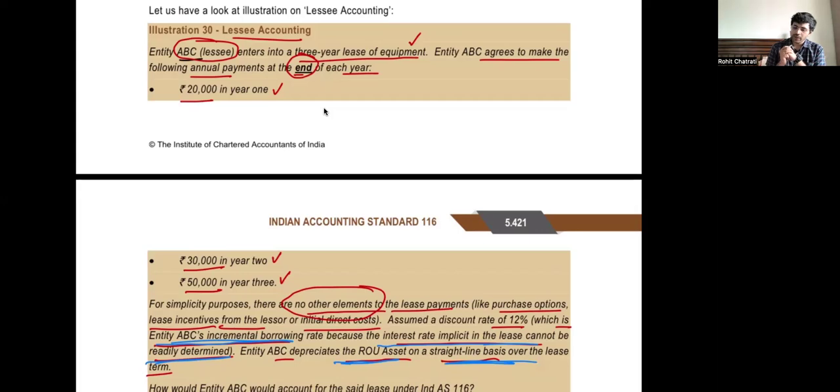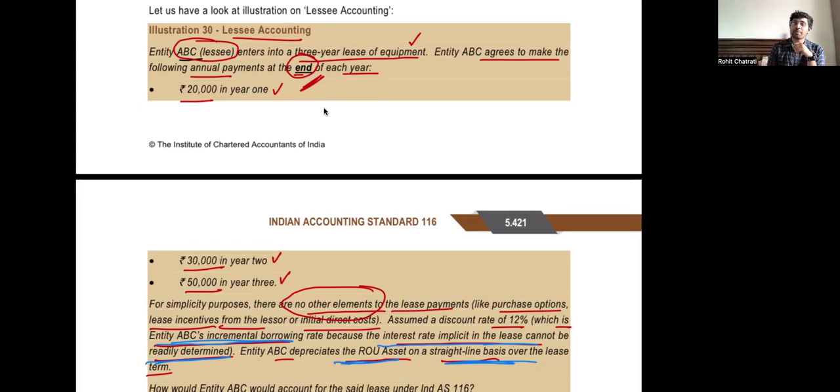All right. We now did illustration 30. What I would like to see is, in illustration 30, we assume that the payments are being done at the end of each year. I would like to see how the lease accounting will change if the payments are made at the beginning of each year. Instead of assuming that 20,000, 30,000, and 50,000 were paid at the end of the respective years, I would like to see what would happen if the payments were made at the beginning of each year.